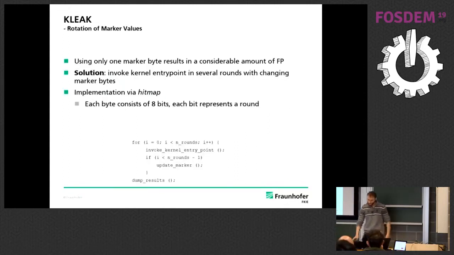So our solution, as I told you, using only one marker byte is not a good idea because you have a considerable amount of false positives, and the solution was basically to invoke the kernel entry points over and over again, but changing the marker bytes, and using this hit map. With this hit map, each offset has a byte, and each byte contains 8 bits. If we choose 8 rounds, we switch on a bit each round if we encounter a marker byte, and in the end, we dump the results.